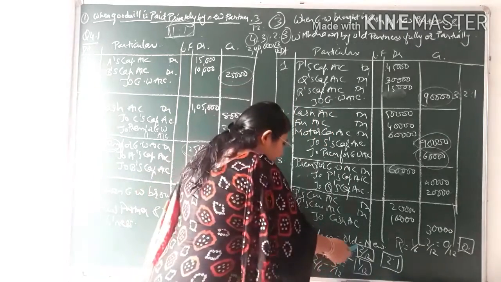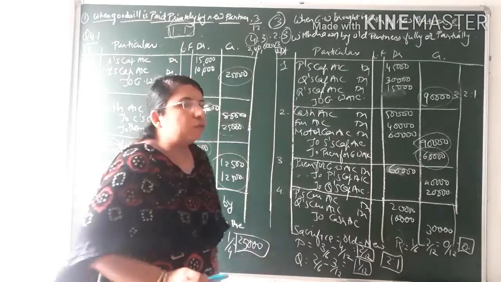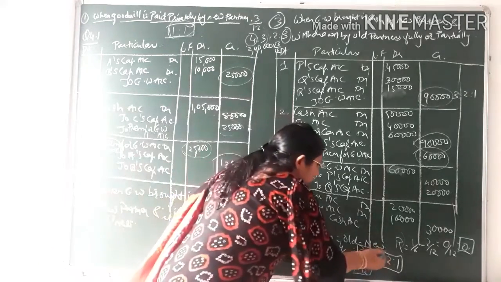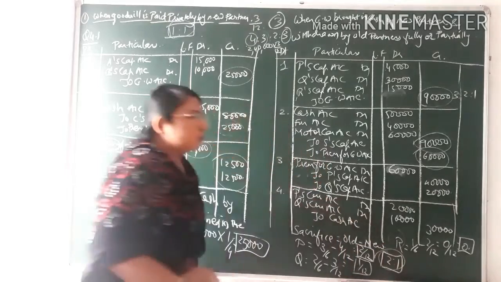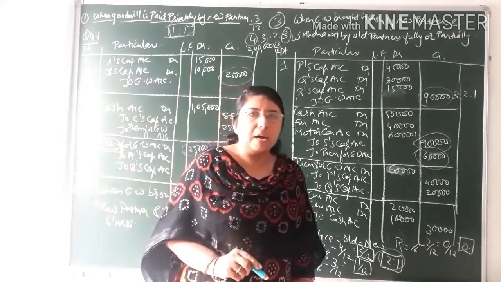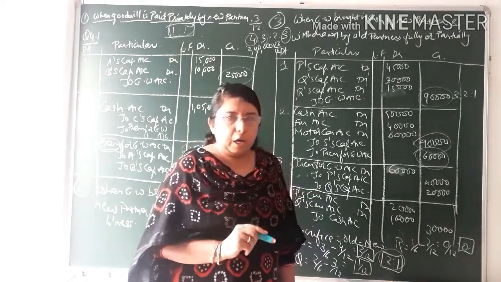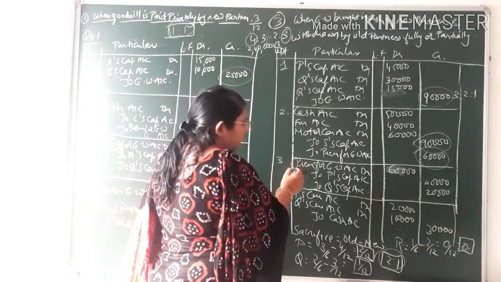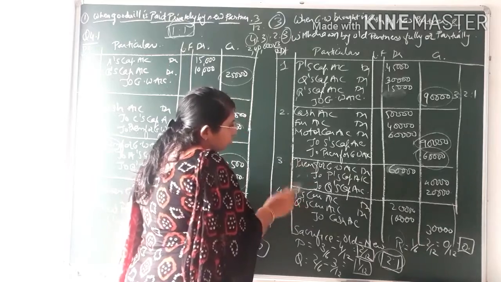So only 2 partners out of the 3 old partners are sacrificing, that is P and Q. In which ratio? That is 2:1. So the sacrifice ratio of the 2 partners is 2:1. So it would be distributed, the new goodwill brought by the new partner, in the ratio of 2:1.